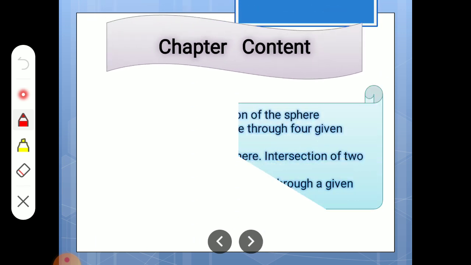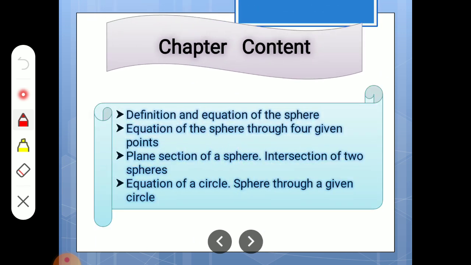Then we shall see the chapter content. In this chapter, we have to study the definition and equation of the sphere, equation of the sphere through 4 given points, plane section of a sphere, intersection of two spheres, and equation of circle and sphere through a given circle. Today only we shall see the definition and equations of sphere.